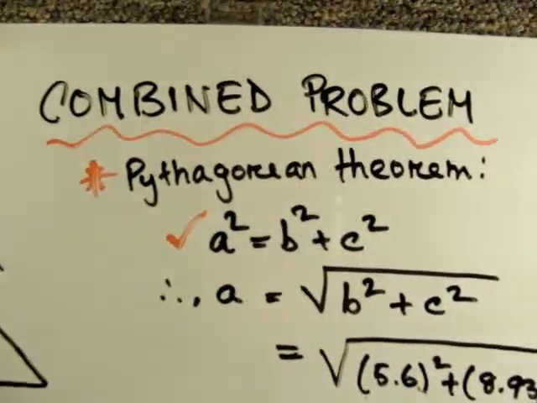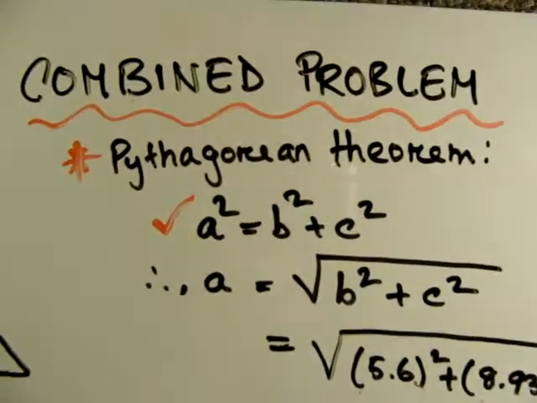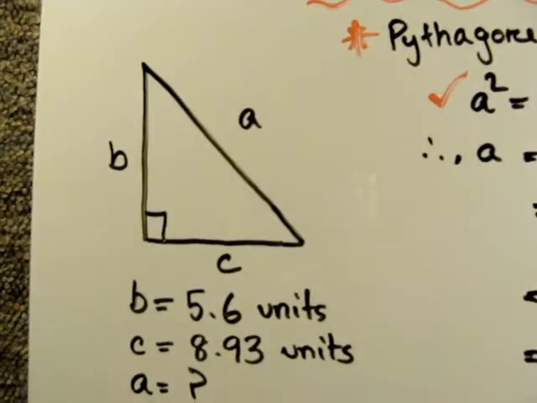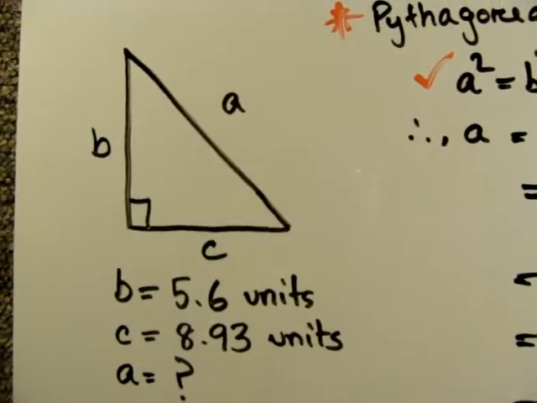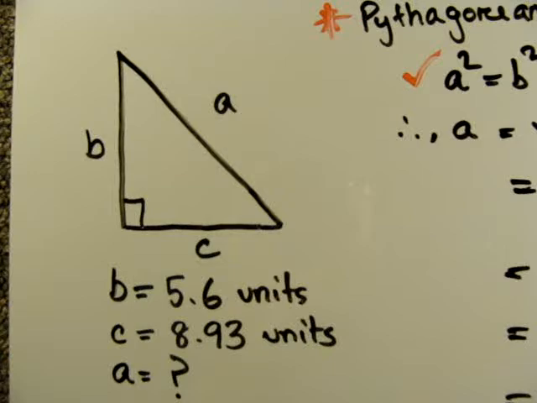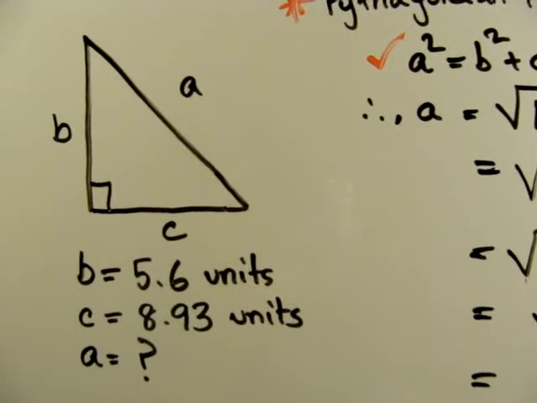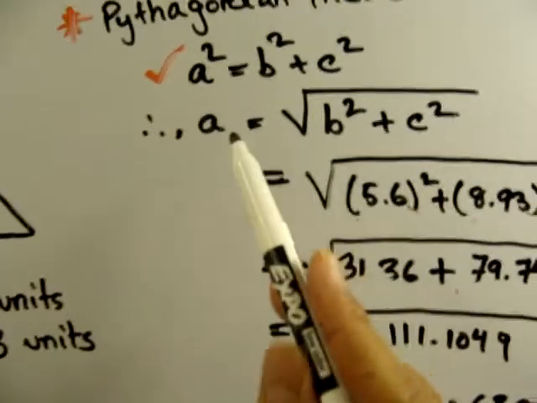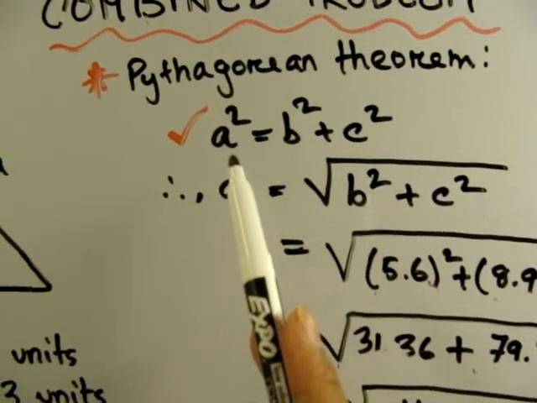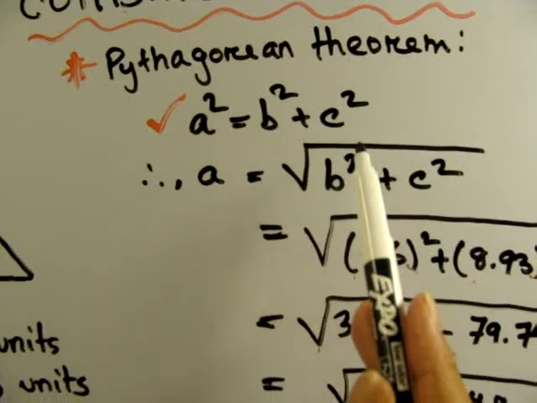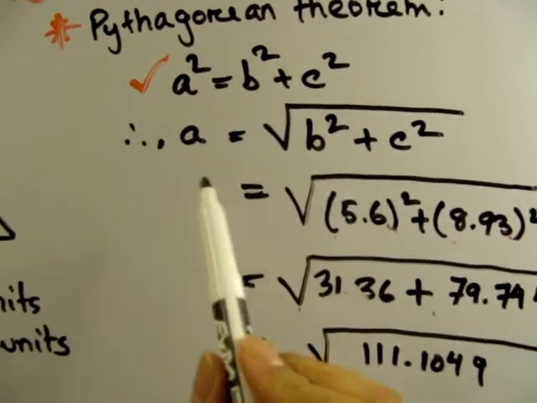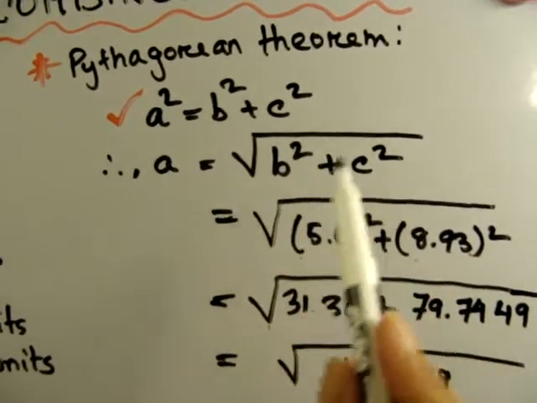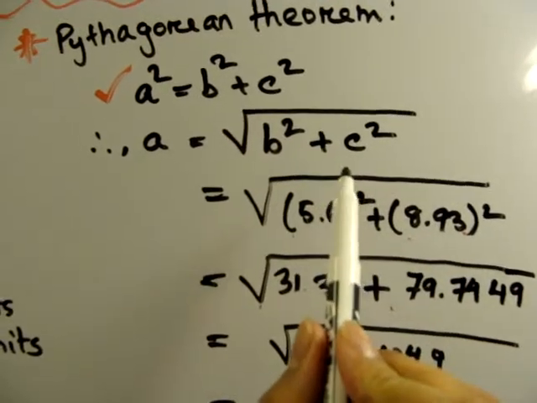So now that we know the rules, we're going to do a combined problem which is going to combine all the rules. So let's say our question is right here, A, B, C. We are given B and C for the triangle, and we are asked to solve for A. Since this is a right angle triangle, we can use the Pythagorean theorem, which I wrote out here. A squared equals B squared plus C squared. If we rearrange it, we square root both sides, so A squared becomes A, and B squared plus C squared becomes the square root of B squared plus C squared.